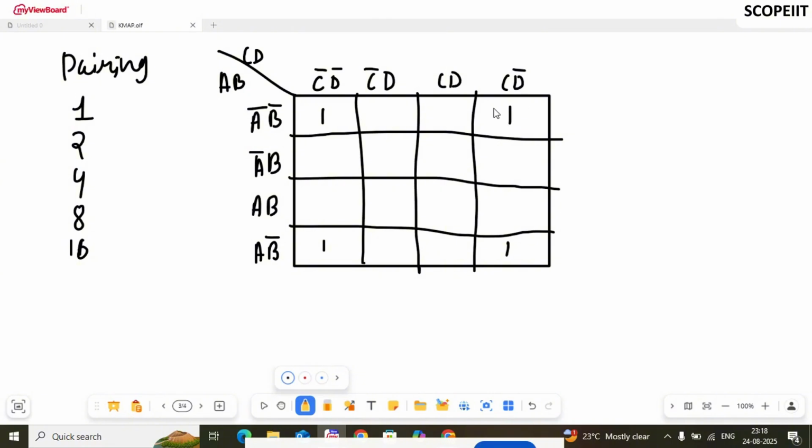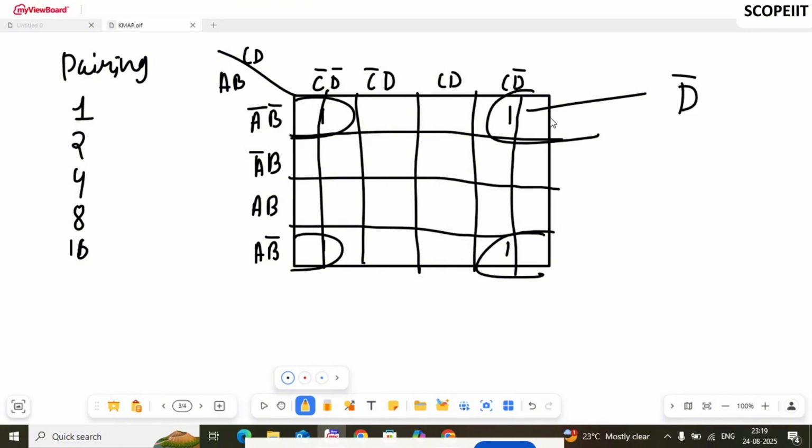Similarly here also, if you have ones in the corners, you can make this also a group of four. Now how to write the equation for this one? Take it vertically. What is common between this and this? The common is d bar. Now take it horizontally, this row. Don't consider the middle one, we consider only where we have one. What is common between this and this? The common is b bar. So the equation for this one will become b bar, d bar.